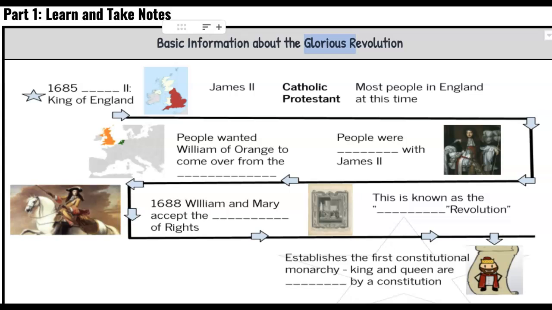So now you should have this part of the document filled in with the blanks and the lines, and learned a little bit about the Glorious Revolution. Please check with your teacher to hear your next steps.